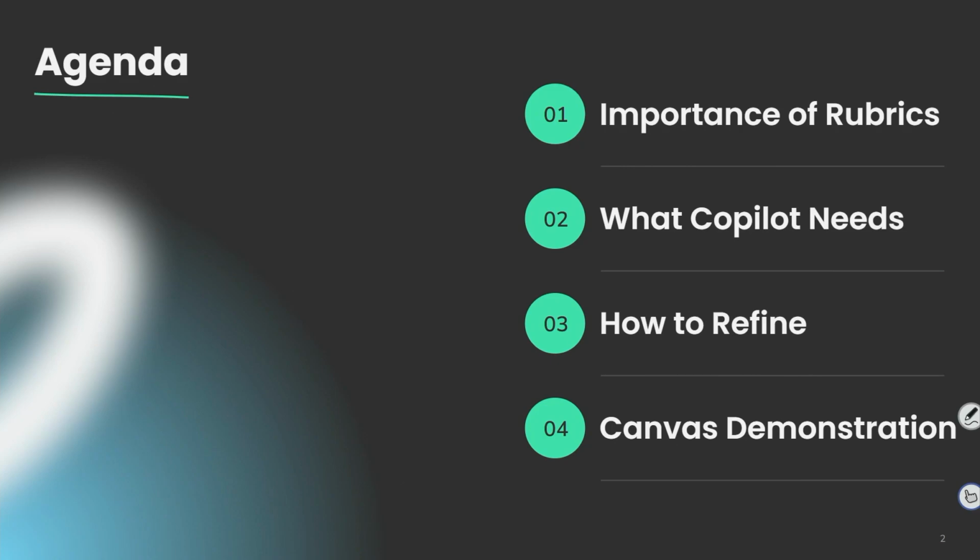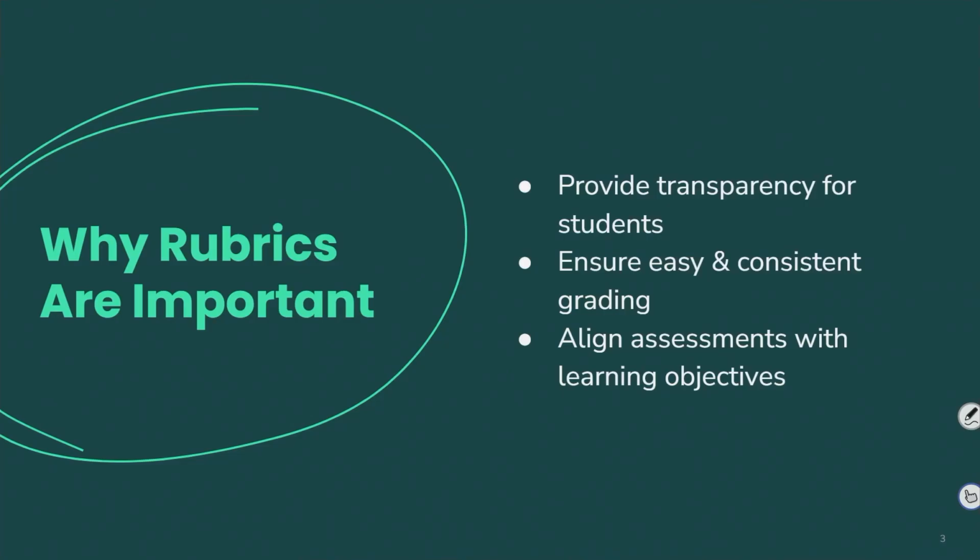So let's go ahead and get started by talking about why rubrics are important. Why do we need them? First of all, they provide transparency for students. Students know exactly what they need to do for the assignment. They know what the criteria you're looking for are. They know what gets a good score and what gets a bad score.